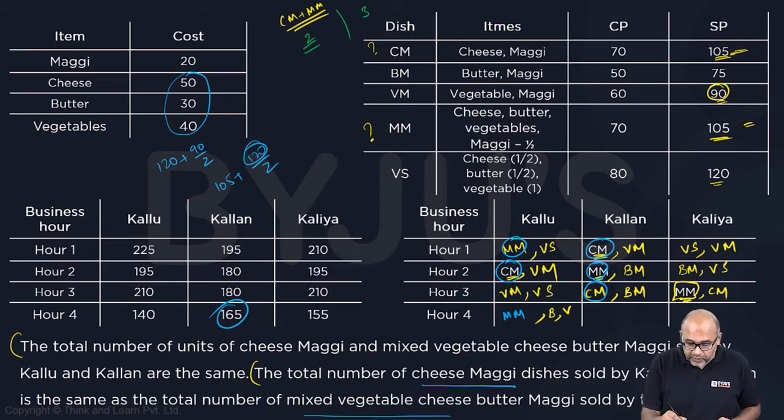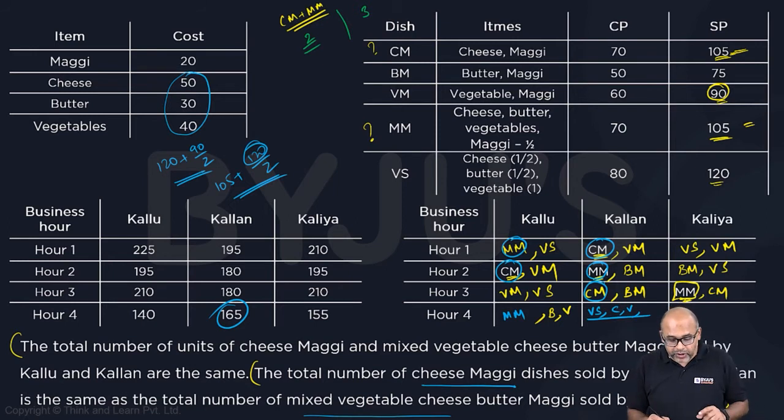So there are two possibilities, 120 plus 90 by 2 and 105 plus 120 by 2. So let's take a look at it. In fact, you have this. So this is 120. 120 means VS. And you have 90 by 2. 90 by 2 is 50 plus 40, C and V. This is one possibility.